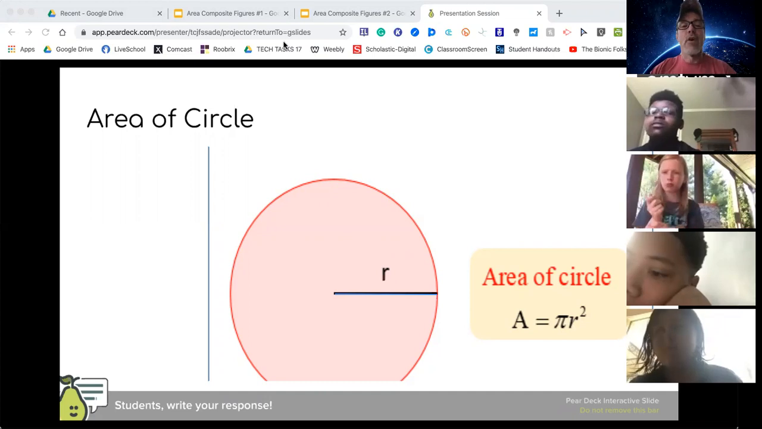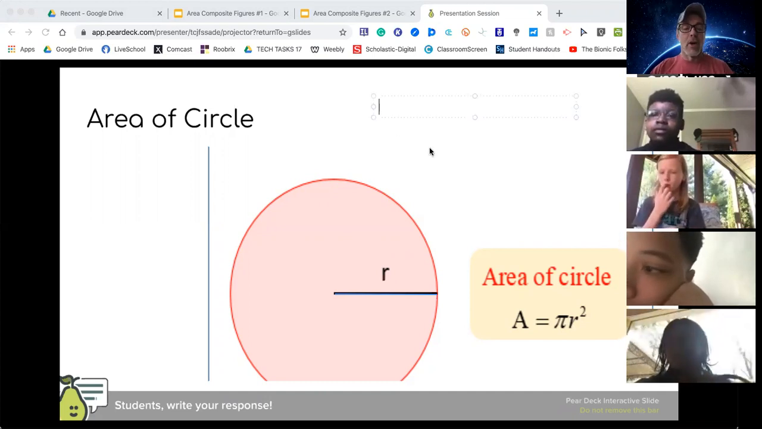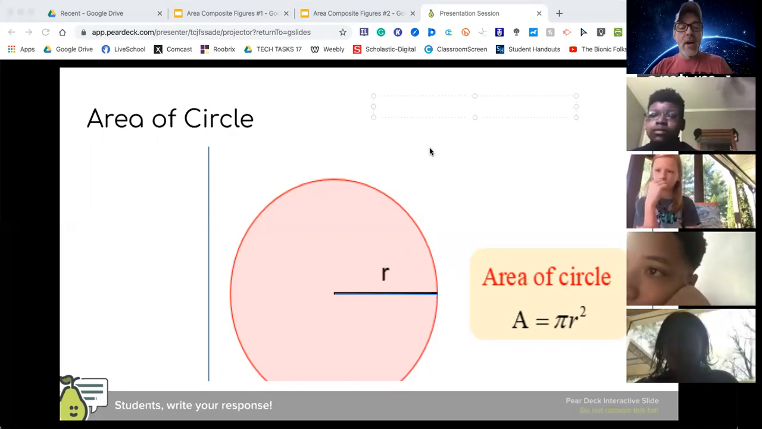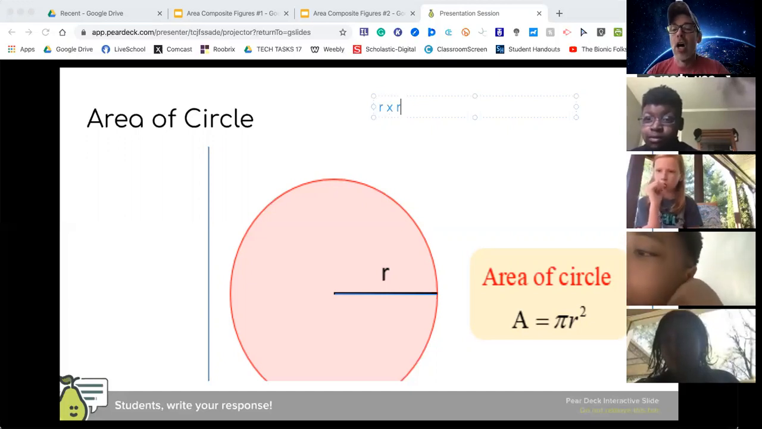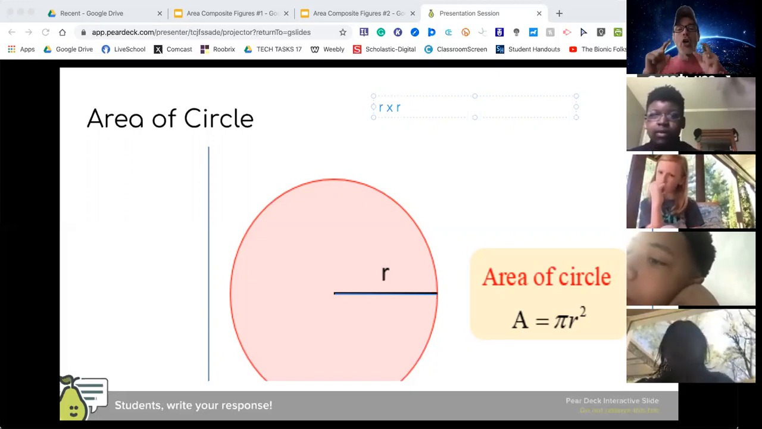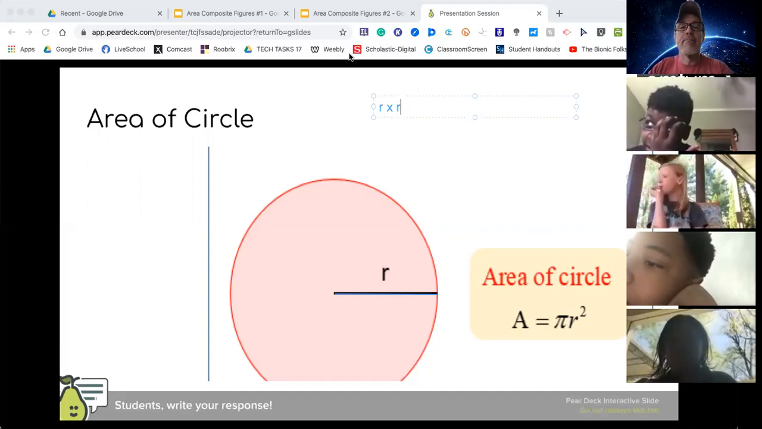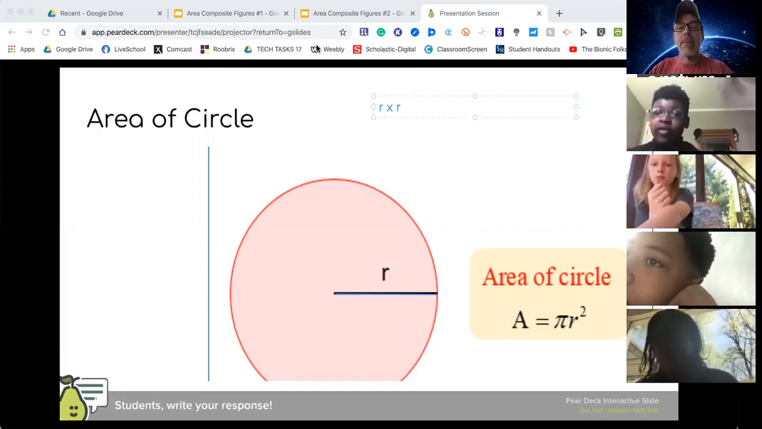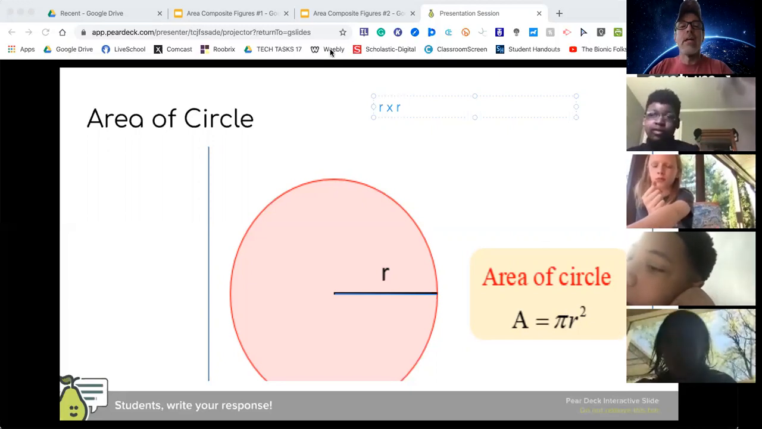And then Fred, you're here, so you're going to tell us this part. If I say R times R, and R is 5, is that 5 times 2 or is that 5 times 5? 5 times 5, right. So R squared means 5 times 5, not 2, right? Oh, you're saying both of them are 5.